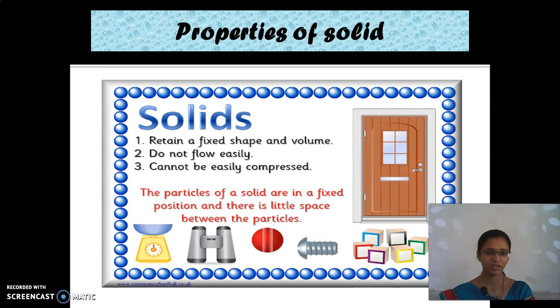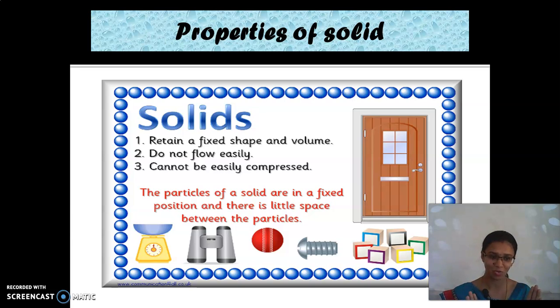So, tell me some example of solids. Door, ball, bat, table, chair, TV, etc. So what is the first property of solids? Solids have fixed shape and volume. They have a particular shape, and it can also be an irregular shape, but they have shape. If you consider a ball, what is the shape of that ball? A round shape. And what is the shape of the door? It is rectangular.